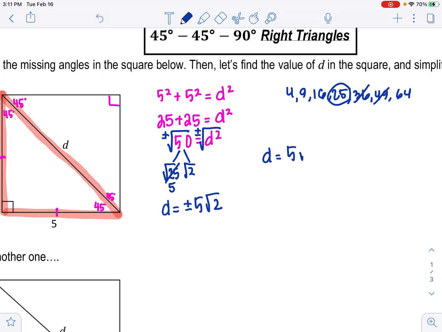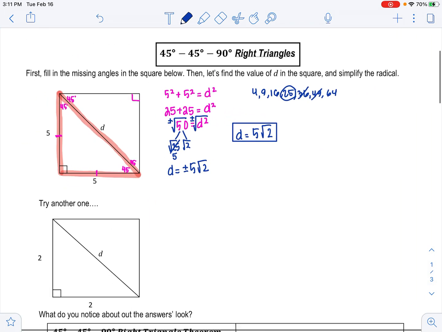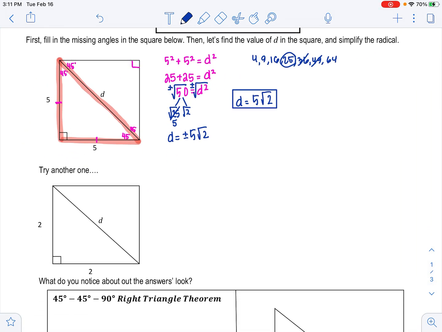Now the diagonal is a length. So the diagonal cannot be negative 5 root 2. It's just positive 5 root 2. Okay. All right, so let's try another one.